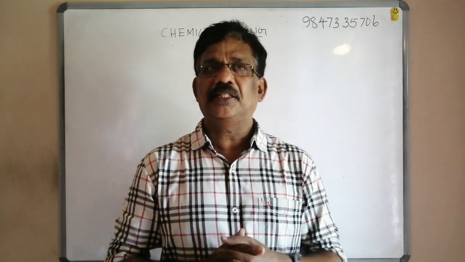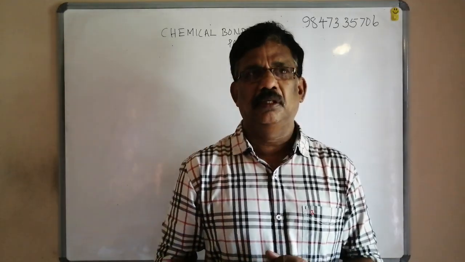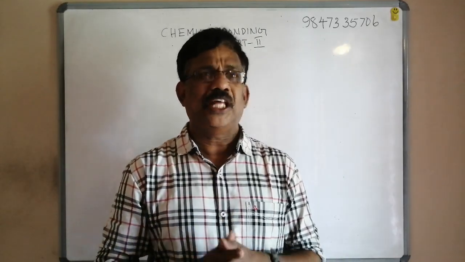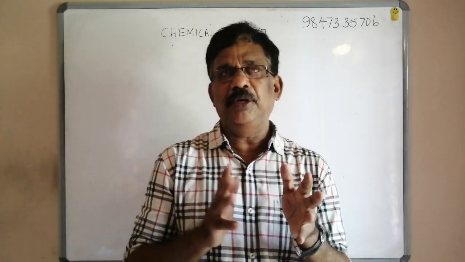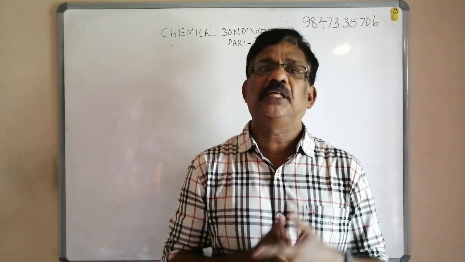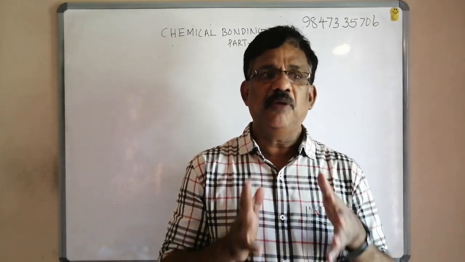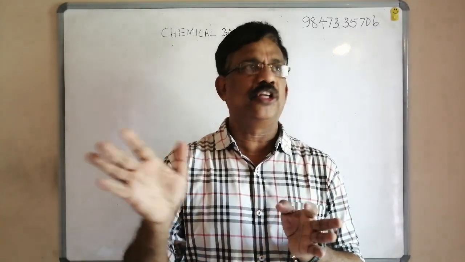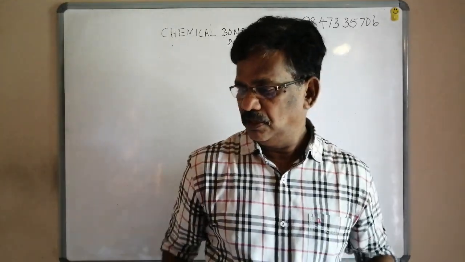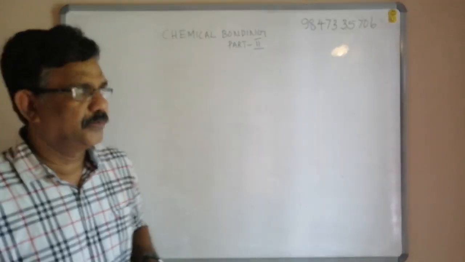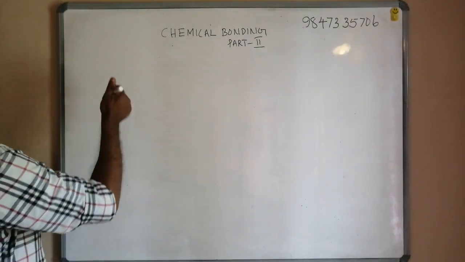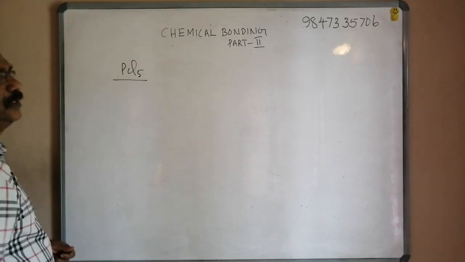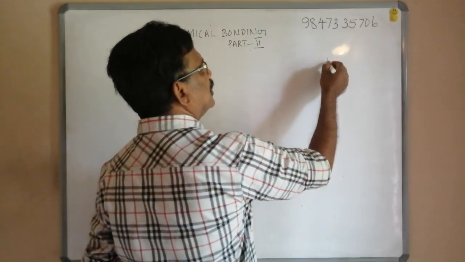In this class we will discuss a new hybridization involving d orbital. For that purpose we can take a simple molecule, phosphorus pentachloride. What is the shape of phosphorus pentachloride? What is the nature of the phosphorus-chlorine bond? So we can take phosphorus pentachloride, PCl5.